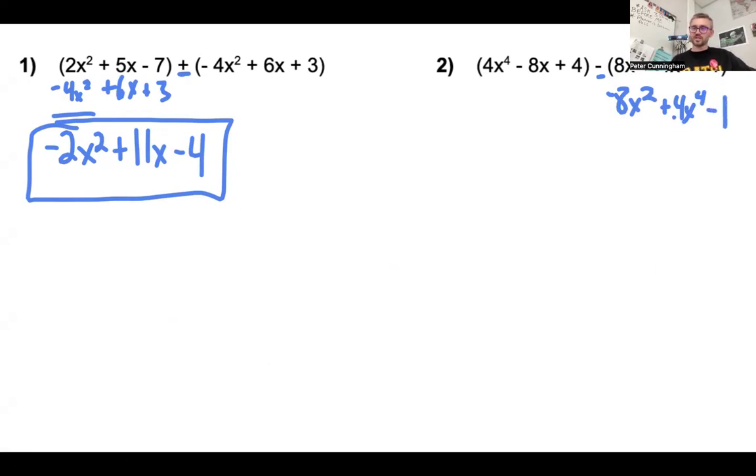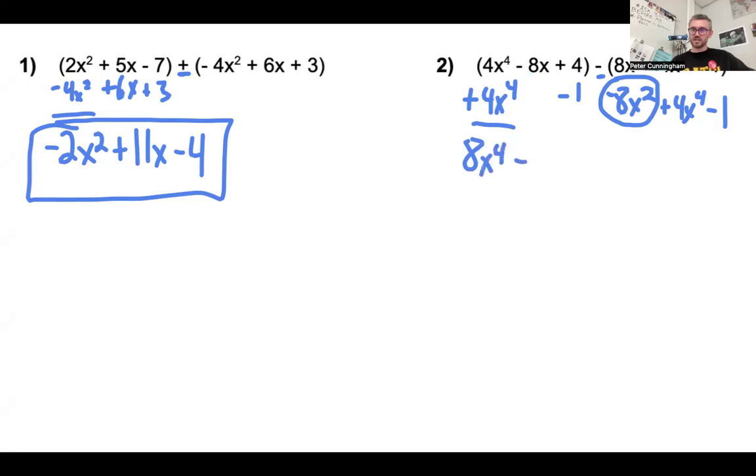That positive 4x to the fourth power is going to go over here. 8x squared, there's nothing to combine it with. I'm just going to circle it so I don't forget about it. I don't know if that's a great method, but for now, it's just something I feel like I'd forget if I just left it there. Negative 1 goes here. Oh, see, I'm already forgetting. I combine the 4x to the fourth and the other 4x to the fourth power. That gives me 8x to the fourth power.